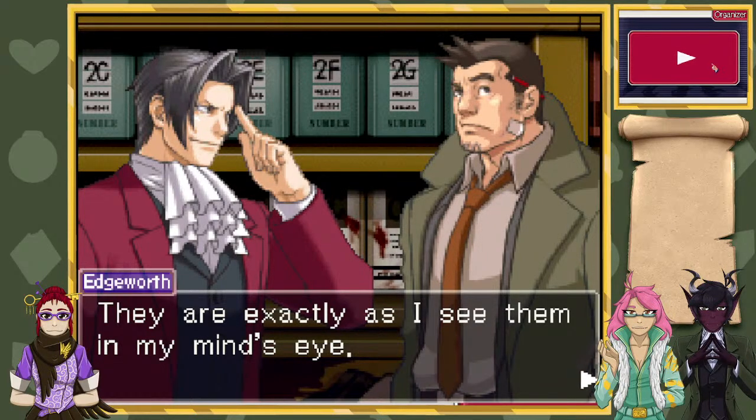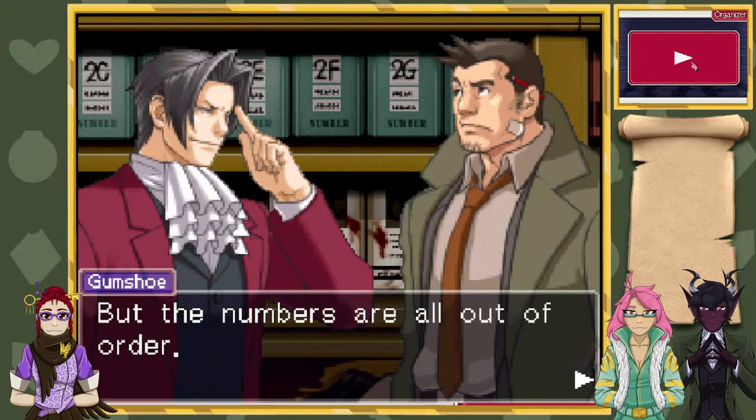Okay, I know what happened. I'm calling it now. The perp came in, rifled through the files to find what he was looking for, and put them back wrong. Officer comes in, gets shot. Well, they're wrong because the guy rifling through them didn't think about it. I feel like you're spot on. But the numbers are all out of order.